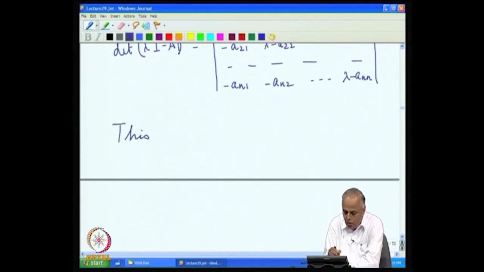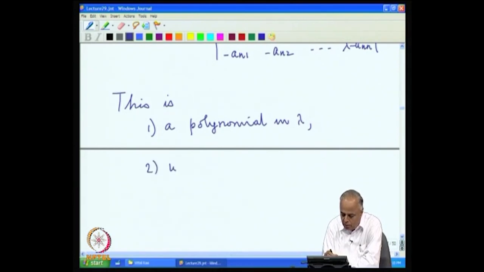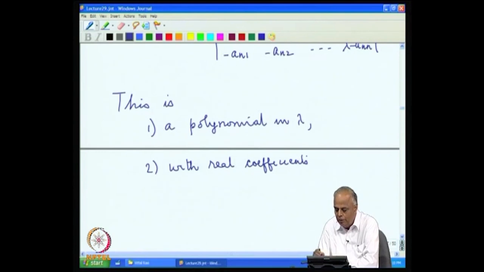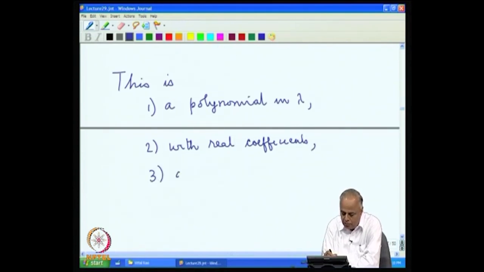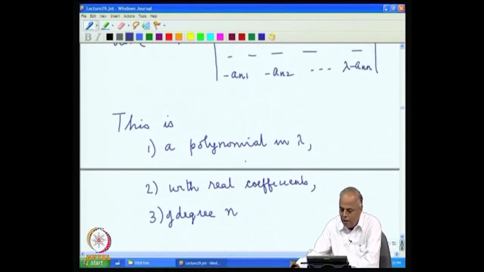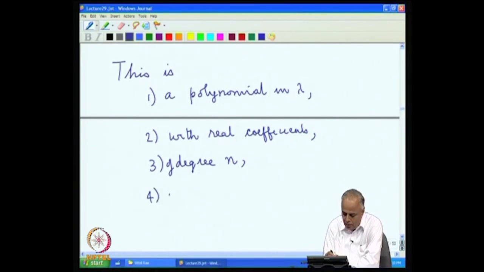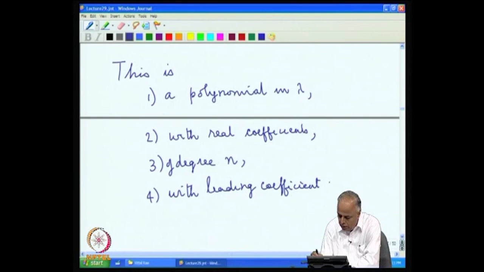So, this is, one, a polynomial in lambda; two, it is a polynomial with real coefficients, because every entry is real there. So, all the coefficients are going to be real in that polynomial. And since the highest degree term is lambda to the n, the degree is n. The highest degree term lambda to the power of n has coefficient 1, because it comes from the product of lambda, lambda and lambda along the diagonal. When I say leading coefficient, I mean the coefficient of the highest degree term, and the leading coefficient is 1.